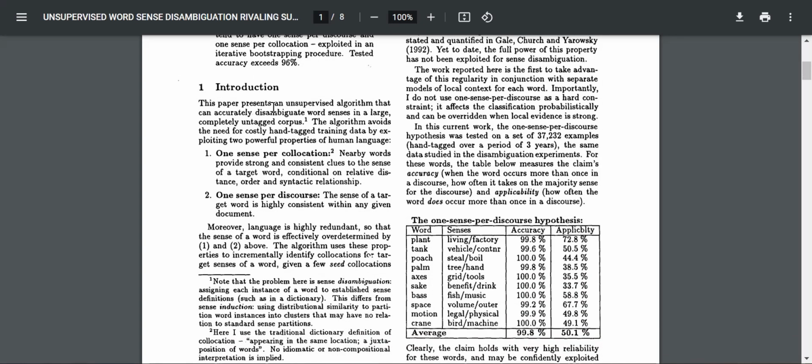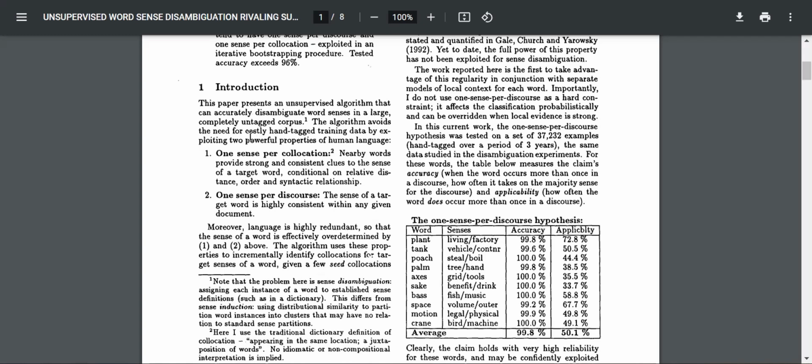So, an introduction. The paper presents an unsupervised algorithm that can accurately disambiguate word senses in a large, completely untagged corpus. So note that the problem here is sense disambiguation, so assigning each instance of a word to established sense definitions. This differs from sense induction, which uses distributional similarity to partition word instances into clusters that may have no relation to standard sense partitions. So basically, what they're saying is, suppose a word has multiple meanings, they want to distinguish what meaning is occurring in a particular sentence. So, say the word bank. Bank can be a river bank or a money bank. So, something of that sort.